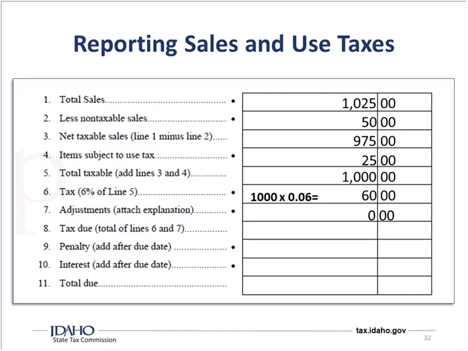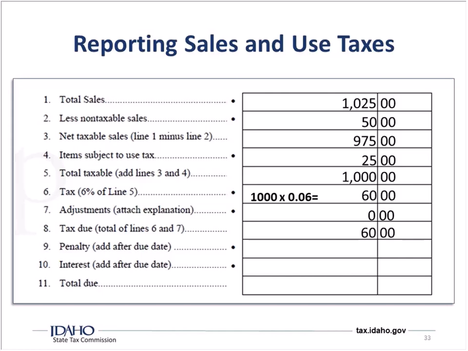So you will need to have some documentation available. If you file electronically, just keep it with you. If you are mailing this in, you need to attach it. For this example, we don't have any adjustments in here. We carry it forward, so we're still looking at $60.